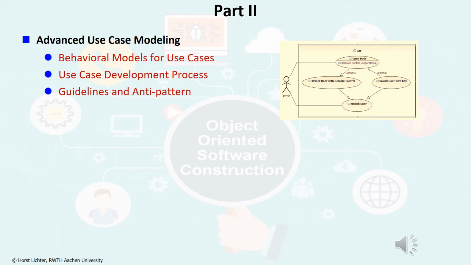The second part of the lecture begins with a discussion of use case modeling for specifying functional requirements. We present different approaches to specifying the behavior captured in a use case. Next, the steps of a systematic use case development process are presented before discussing guidelines for writing use cases and discussing anti-patterns in use case modeling.